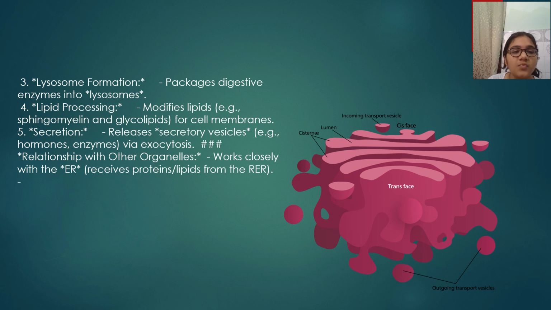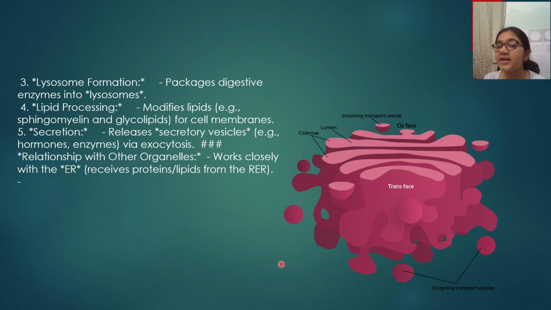If we look further, the third point is lysosome formation, packaging digestive enzymes into the lysosomes. Then the next is lipid processing, modifying the lipid. Then secretion, if we see, it releases the secretory vesicles, hormones, enzymes. These are the examples via exocytosis. Relationship with other organelles: it works closely with the ER, receives the proteins and lipids from the RER.